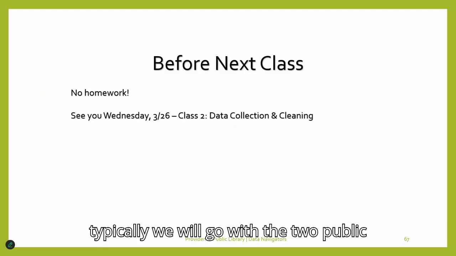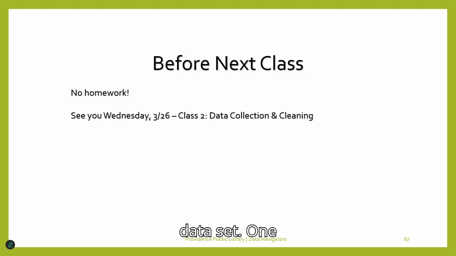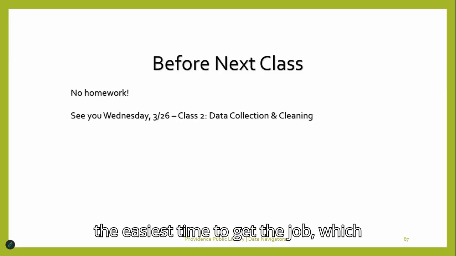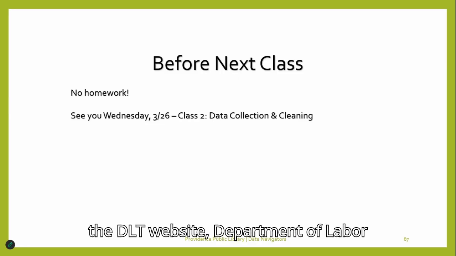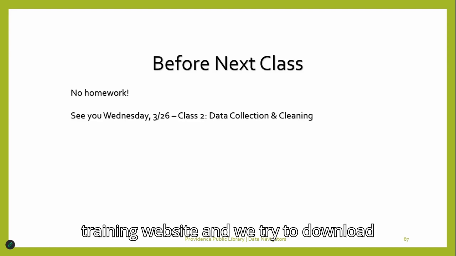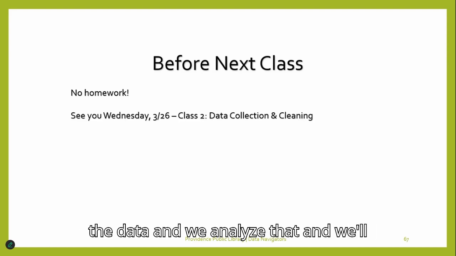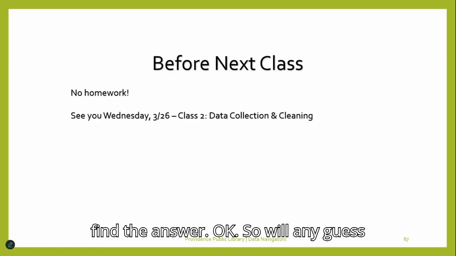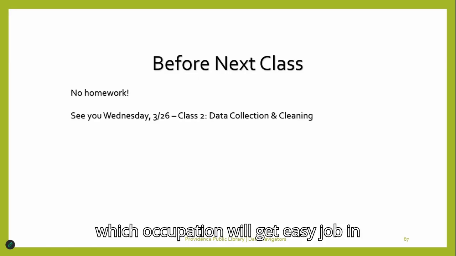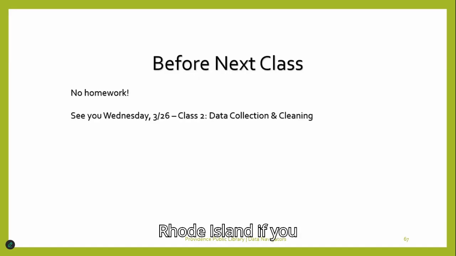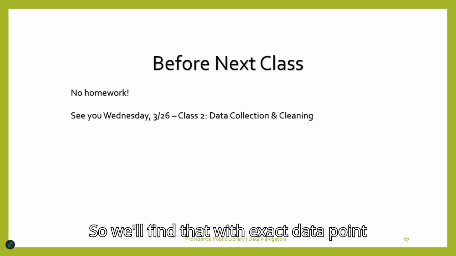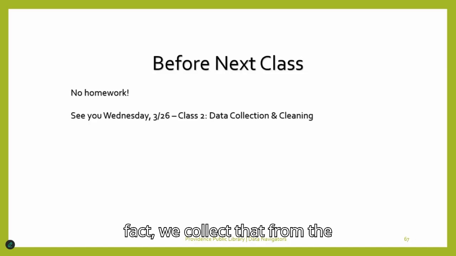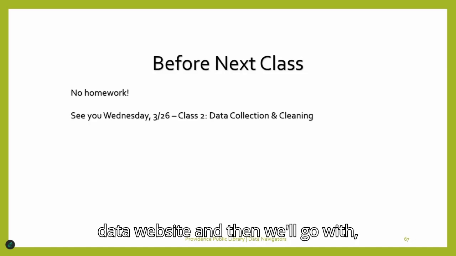We'll go with two public data sets. One is the question that I mentioned: the easiest time to get a job, which occupation category. So we go to the DLT website, the Department of Labor and Training website, try to download the data, analyze it, and find the answer. Any guess which occupation will get an easy job in Rhode Island? If you say something, that is speculation. We'll find it with the exact data point, fact. We collect that from the DLT website.